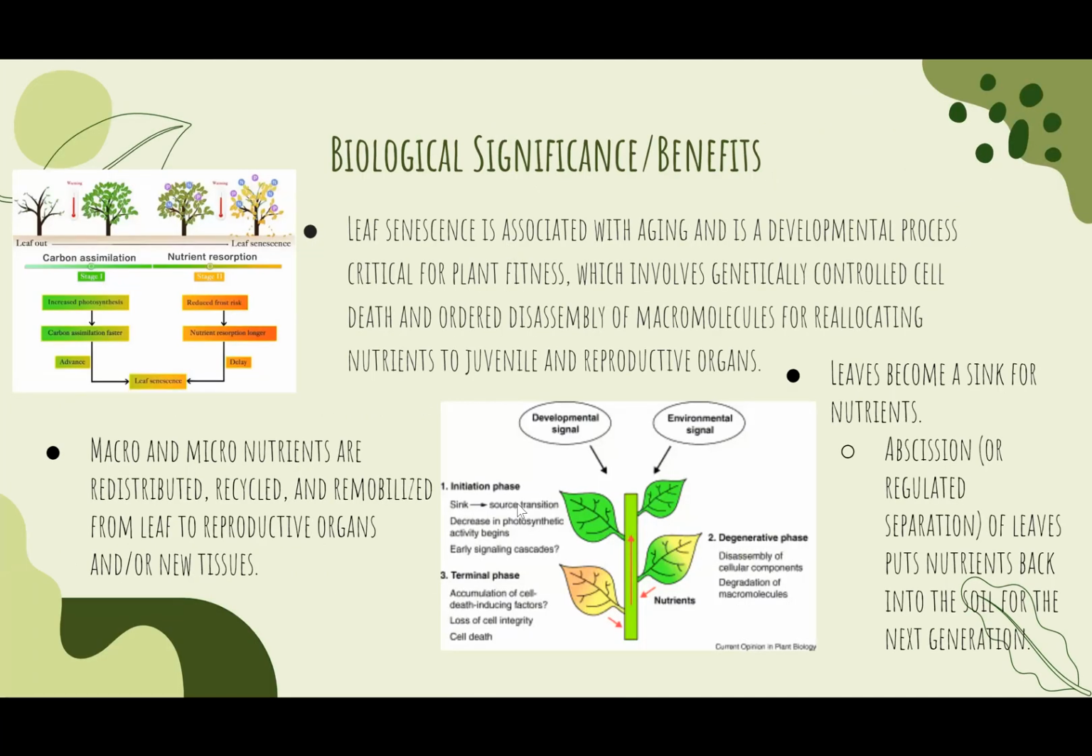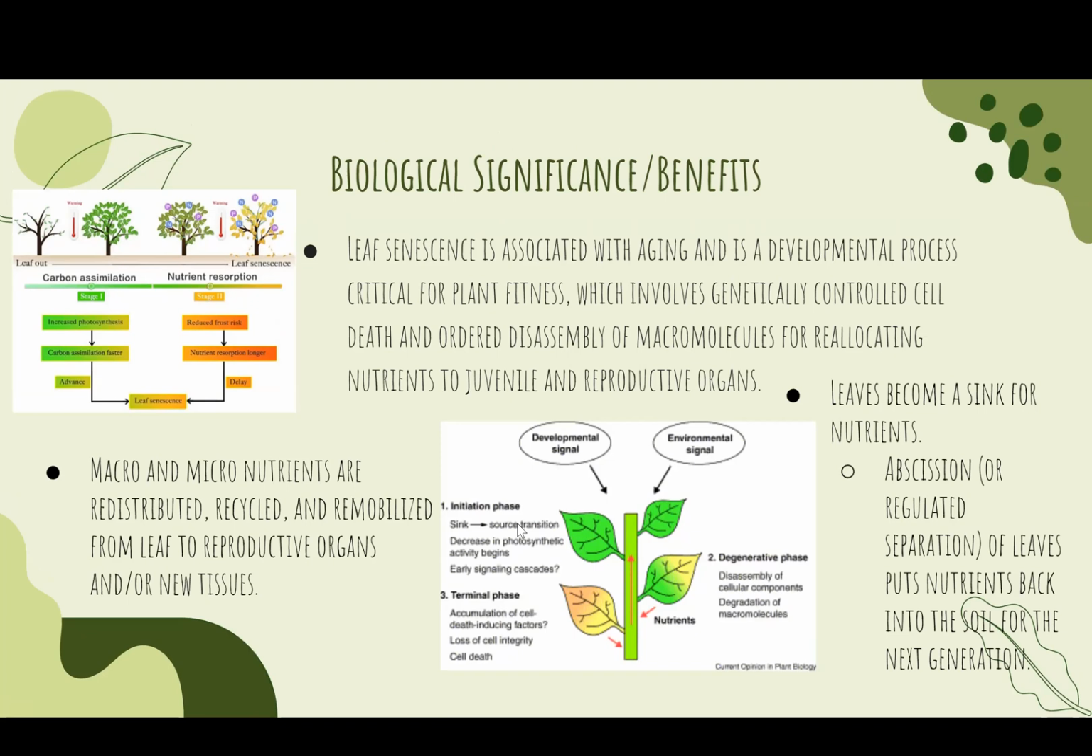As we know, leaf senescence is associated with aging and is a developmental process critical for plant fitness, which involves genetically controlled cell death and ordered disassembly of macromolecules for reallocating nutrients to juvenile and reproductive organs. These insights suggest that leaf senescence is of substantial biological significance.